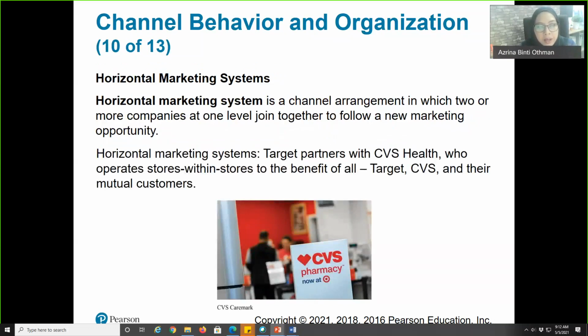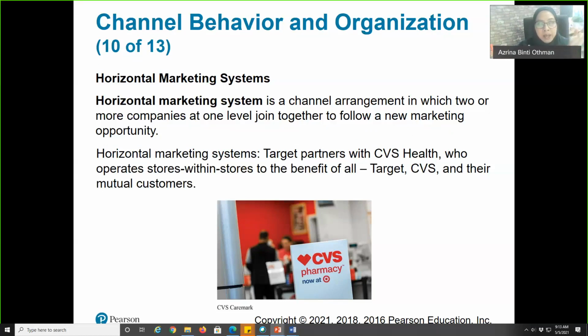So, instead of vertical marketing system, kita ada horizontal marketing system. Okay, horizontal secara melintang. Tadi vertical macam tu kan, melintang. So, a horizontal marketing system is a channel arrangement in which two or more companies at one level join together to follow a new marketing opportunity. For example, Target partners with CVS Health who operate store within store to the benefit of both. Ni Target lah, CVS Pharmacy. So, they are working together from one company to another company. They follow the horizontal marketing system.